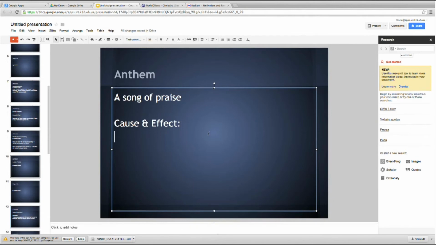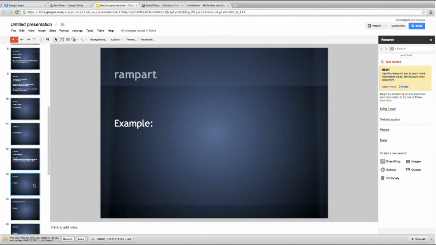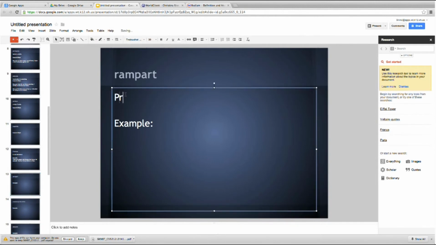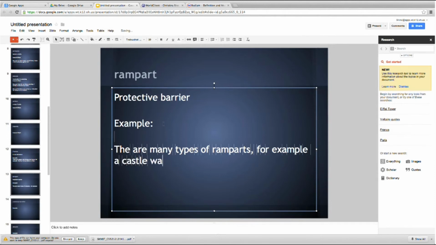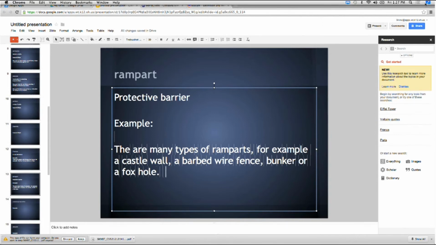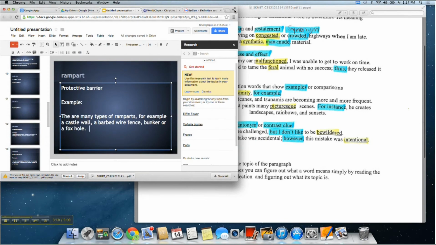Somehow I got to the wrong one. Let's go down here. Rampart. The base. Protective barrier. All right. We could say there are many types of ramparts. For example, a castle wall, barbed wire, a fence, an electrical fence, jail cells. What about a bunker, or a foxhole? Bomb shelter. Does that make sense? I had to put more or less what it is in that sentence by giving examples of that word.